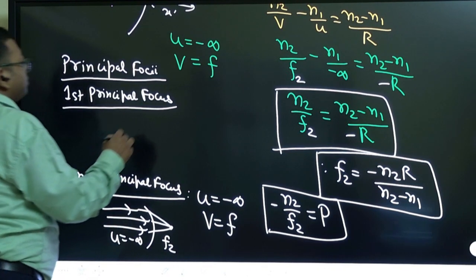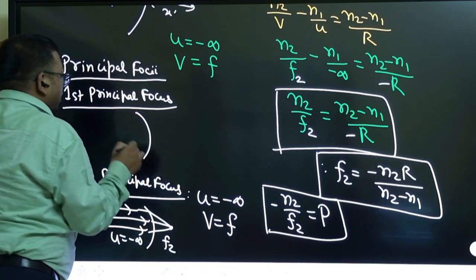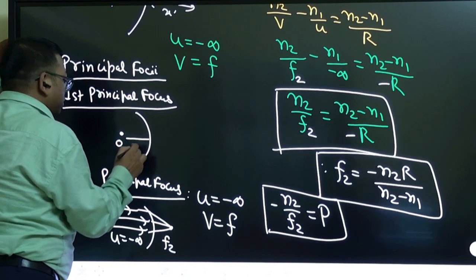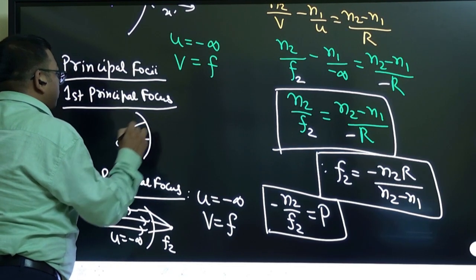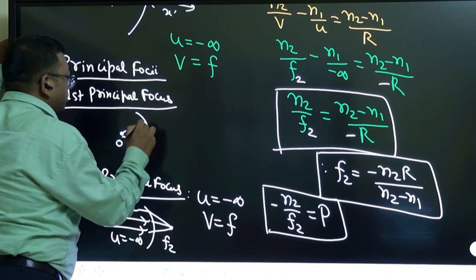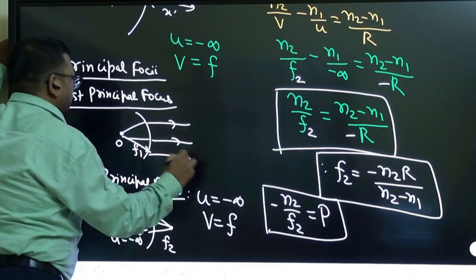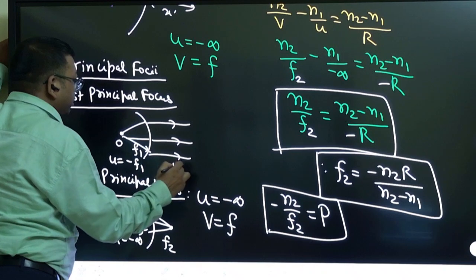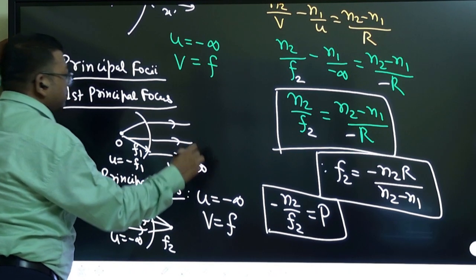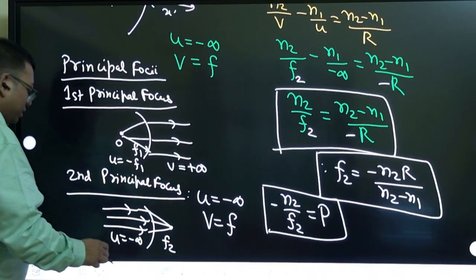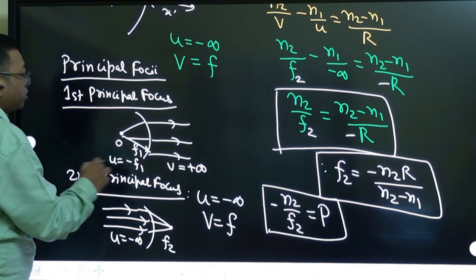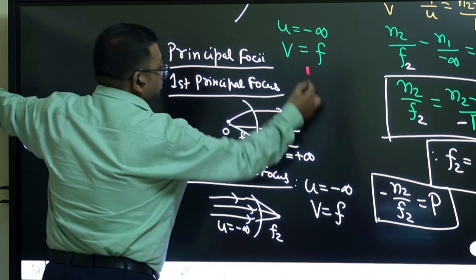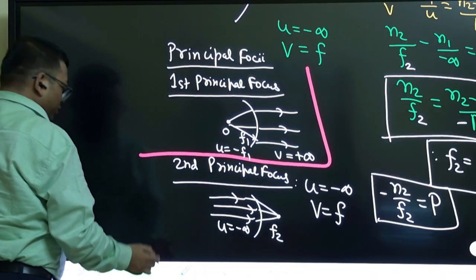But now for the first principal focus, I will keep the object here. The object is kept at the principal focus length f1. Then if you take some rays coming from here, these rays become parallel. That means u is minus f1 and v becomes plus infinity. Let us substitute this in the formula and try to find the first principal focus.